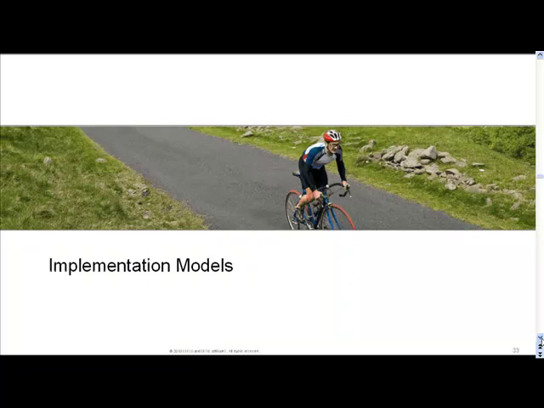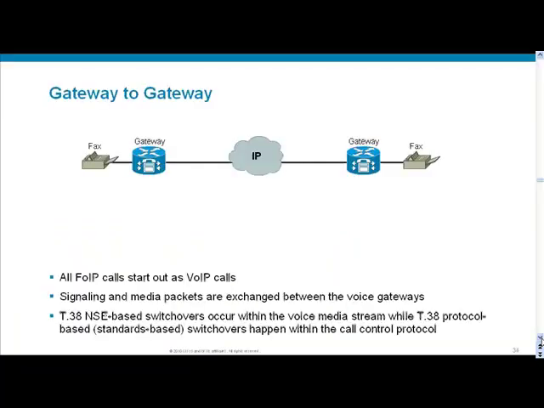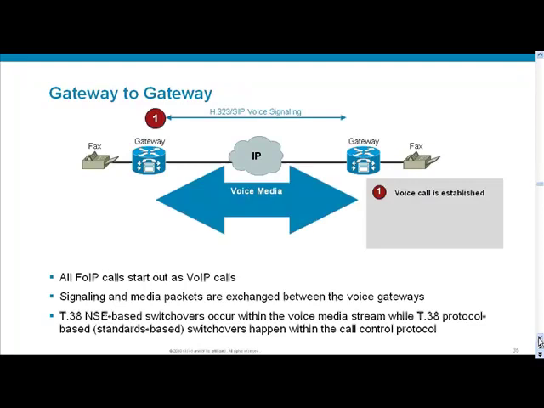Next, I want to go through a few implementation models. As you'll see, there are a few different ways that fax over IP can be implemented in your network. I want to cover these and talk about some of the advantages and disadvantages of each one. The first one is what we simply refer to as a gateway-to-gateway model. There's no Cisco Unified Communications Manager involved here. This is your most basic setup for fax over IP.